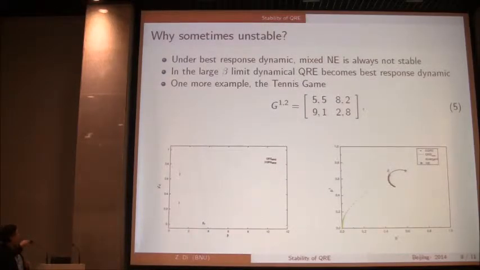Oh, the colors are off. Anyway, this line is the QRE, and the circles above the line are those stable QREs. And this game is very unique. This game does not have any pure equilibrium. It only has a mixed strategy equilibrium. It's called the tennis game. Then you find that only within this range of beta is this mixed strategy equilibrium stable. When beta is large enough, it's not stable.